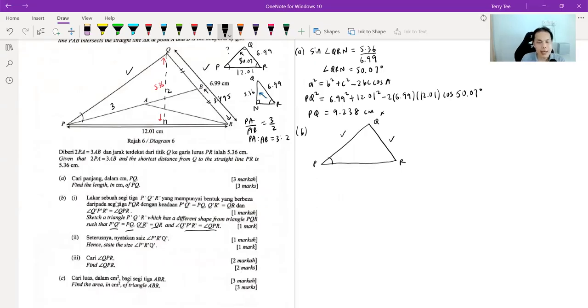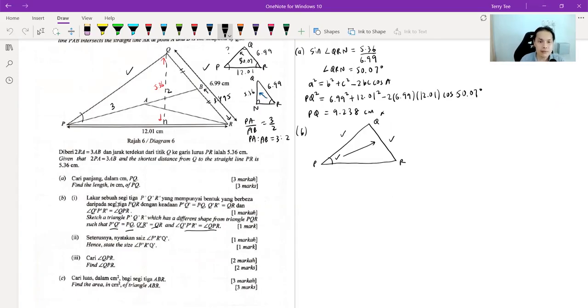Now, the ambiguous case happens when the opposite side of a given angle is shorter than another given side. Your QR is shorter than PQ, right? So the one you have to understand, it must be shorter. Number two, that means in this case, yes, we have an ambiguous case.